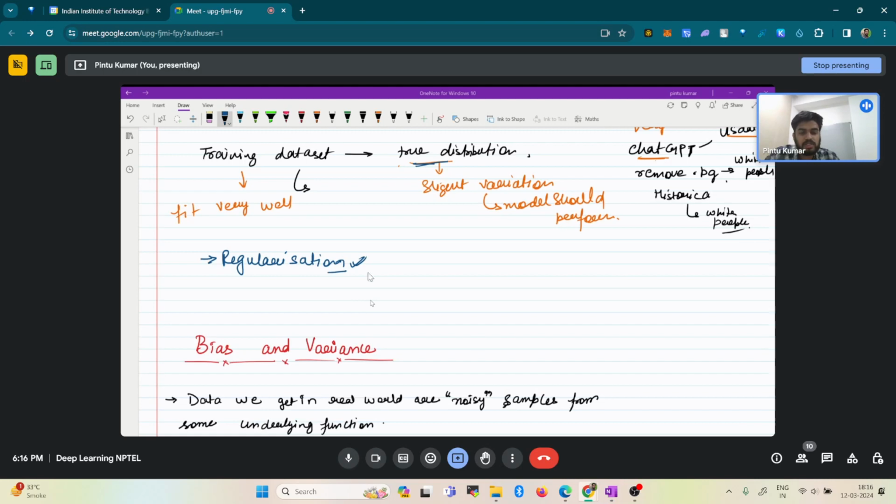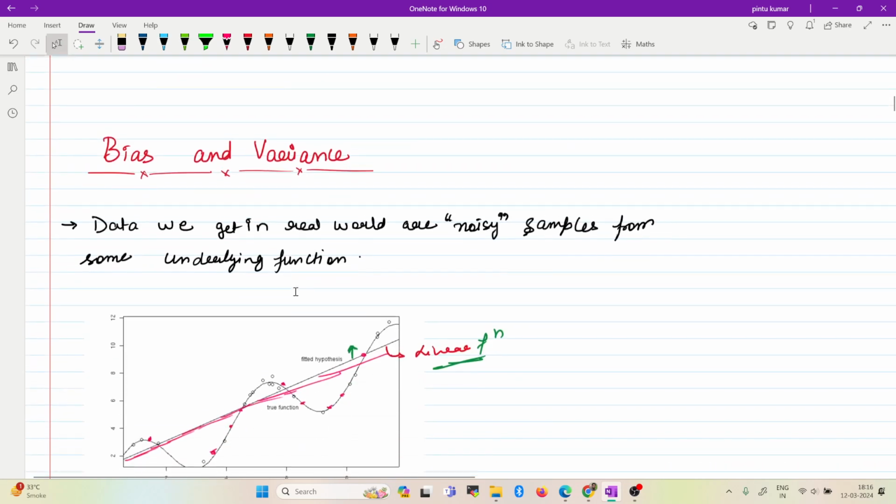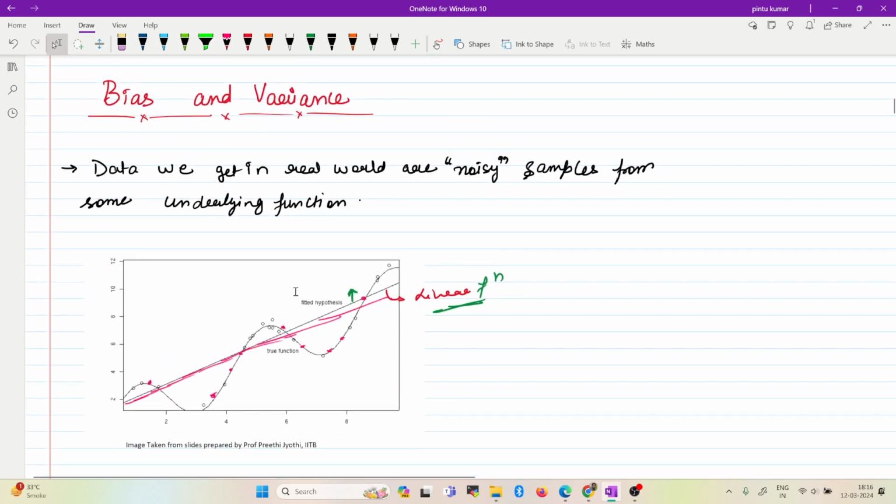Like, what is the need of generalization? Why do we do these kind of things? I tried to motivate it using two examples, so let's see. Okay, let's get to something known as bias and variance. So here I'll be making one assumption. Let's erase this pink line for the time being.